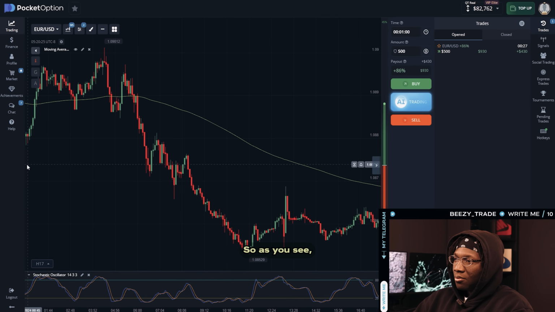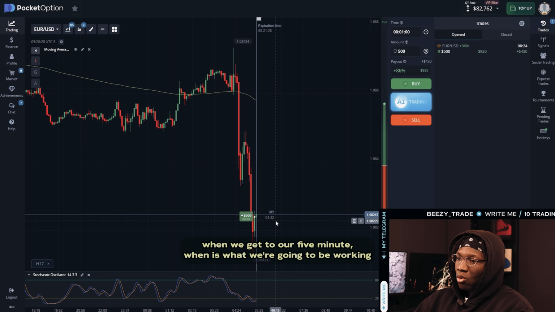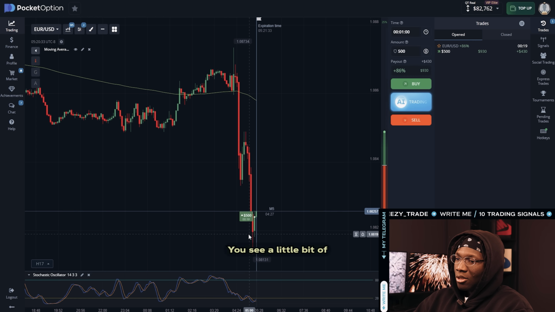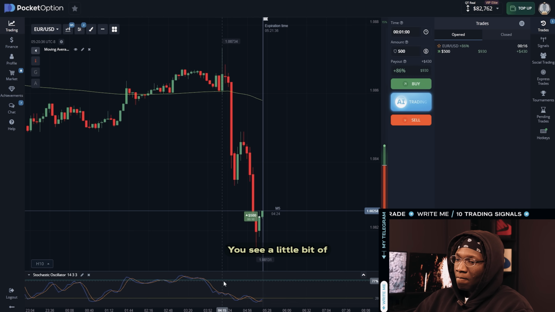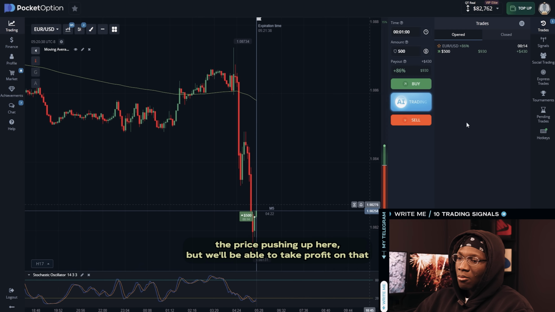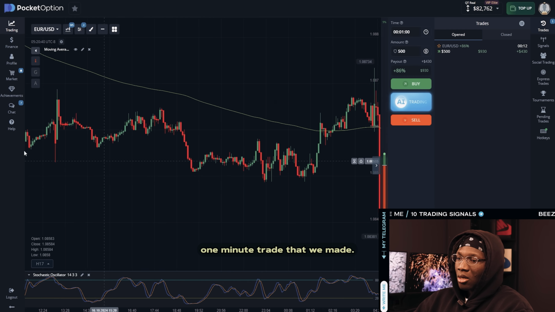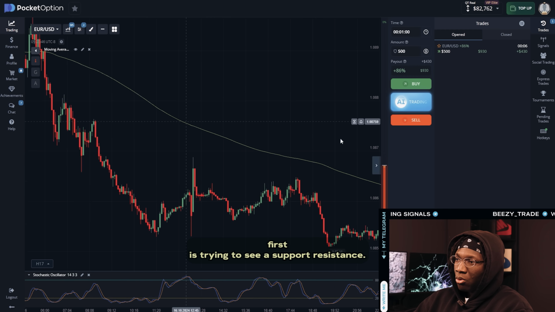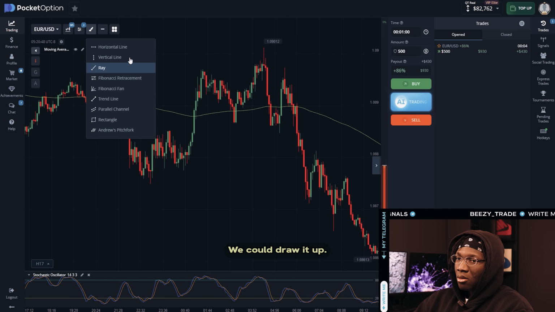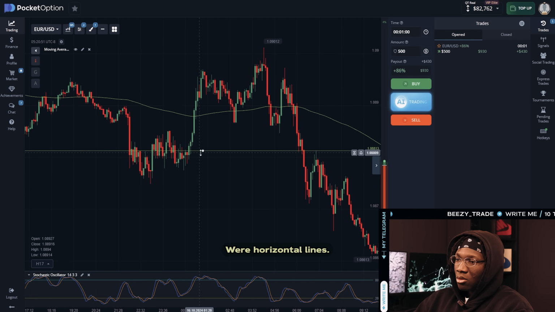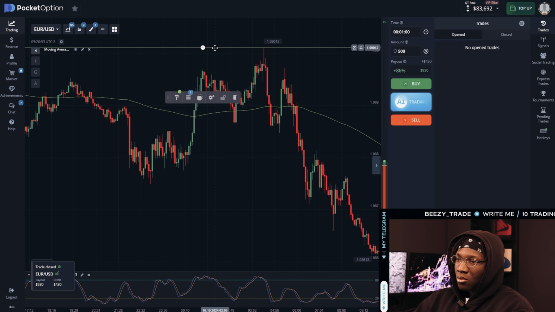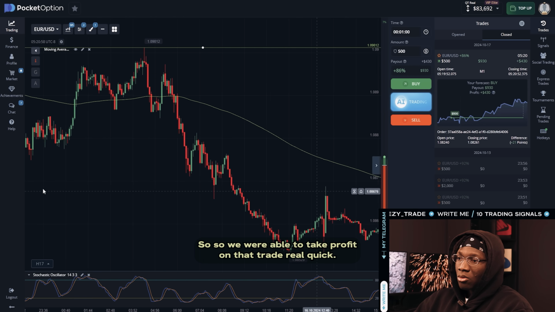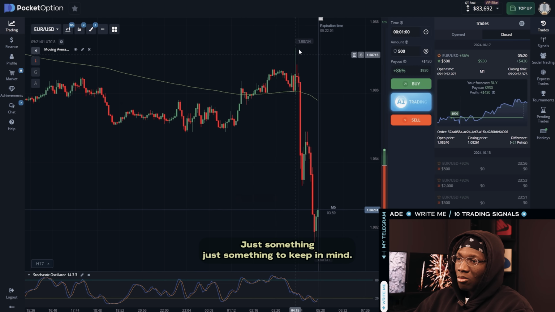So as you can see, when we get to our 5 minute, which is what we're going to be working with, we can see that this is pretty much the same. You see a little bit of the price pushing up here, but we're quickly able to take profit on that 1 minute trade that we made. So first things first is trying to see support and resistance. We could draw it up with horizontal lines. So we were able to take profit on that trade real quick. Just something to keep in mind.